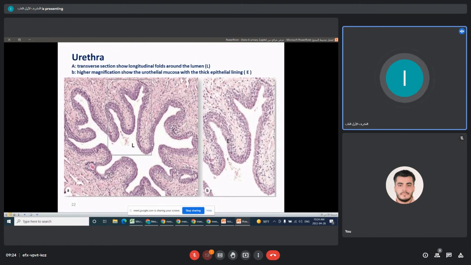This is a section of the urethra. Here you can see the mucosa is also folded, with a lining urothelium. Since the lining here is urothelium or transitional epithelium, this is either a proximal part of the female urethra or the prostatic urethra. At higher magnification here, you can see the thick epithelial lining of the urethra.